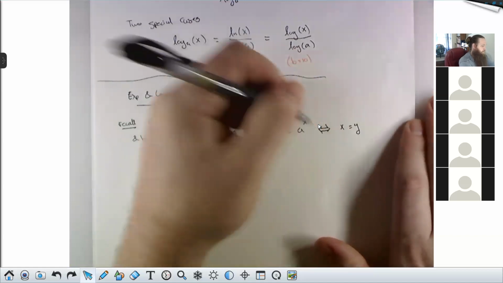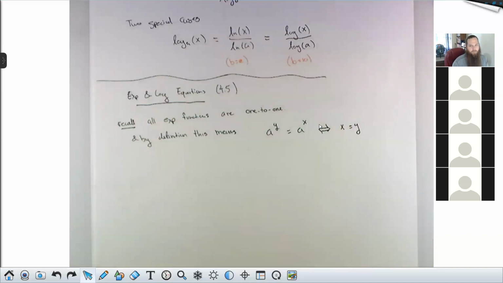And in fact, this goes both ways. The left direction is obvious. If x is equal to y, then a to the x is equal to a to the y. But the right direction is not obvious: if a to the x and a to the y are equal to each other, then x and y are equal to each other. This is the fundamental thing that allows us to define logarithms. It can also be useful for solving some really simple equations.